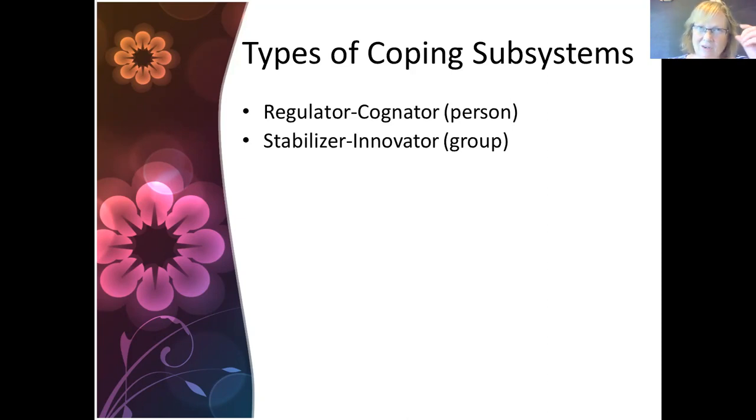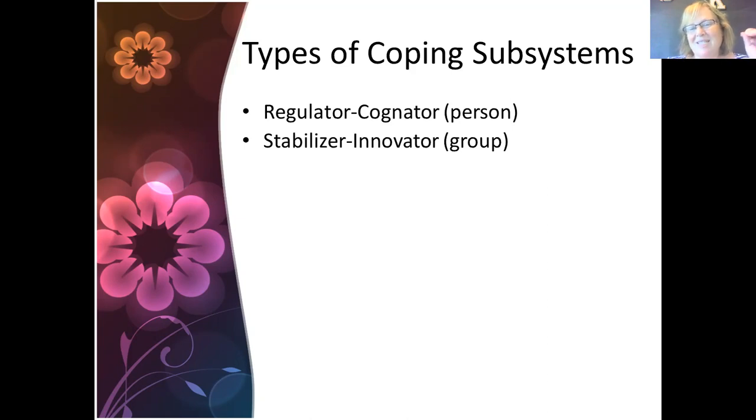The cognator is the thinking process, the process where we're much more acutely aware. And the cognator allows us to process the experience and to elicit coping responses or coping decisions based on that.